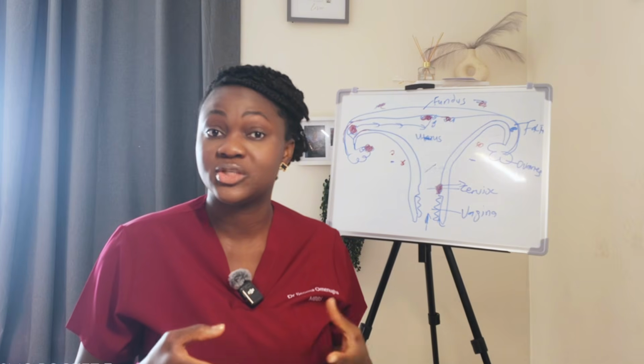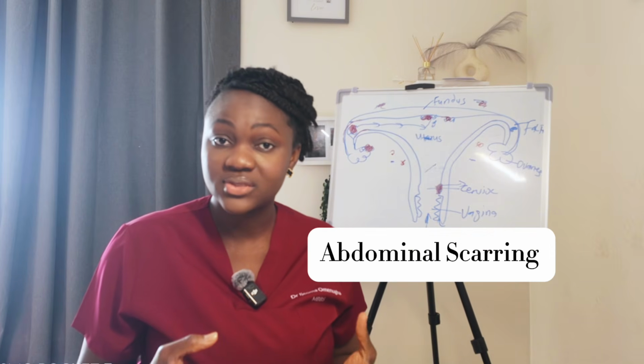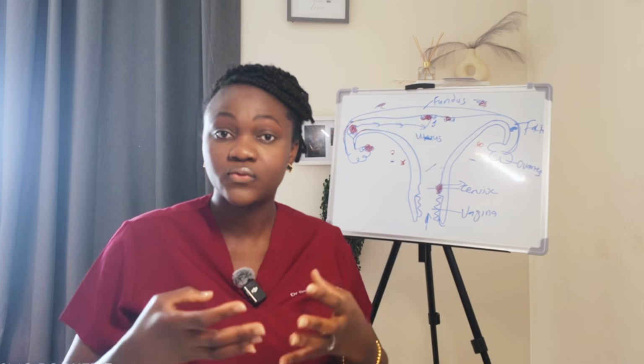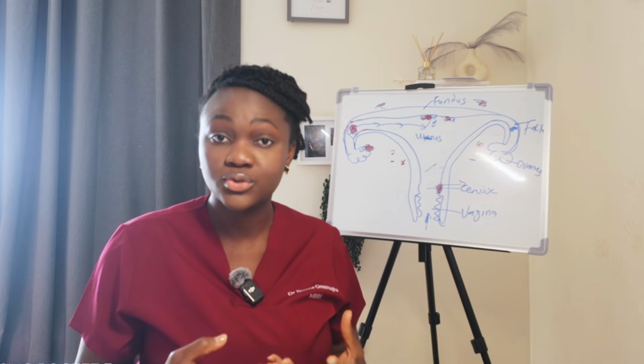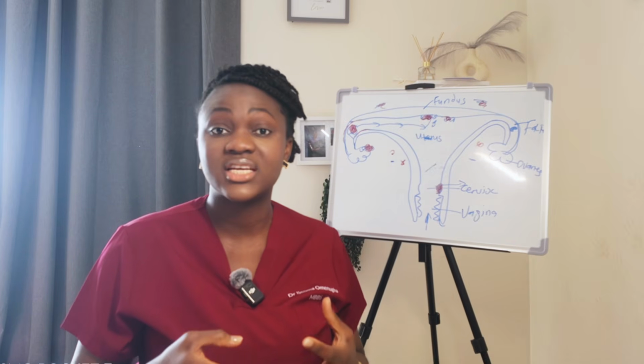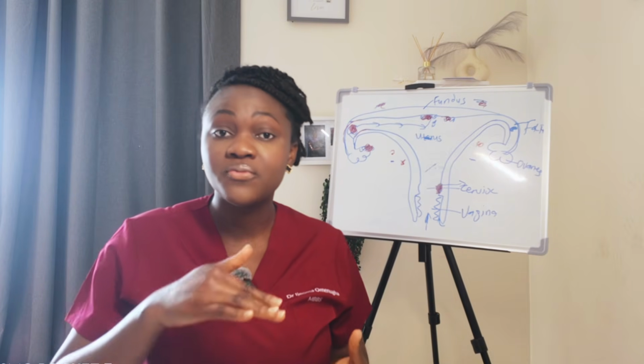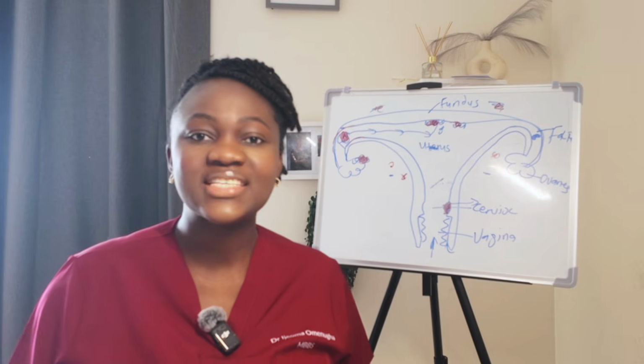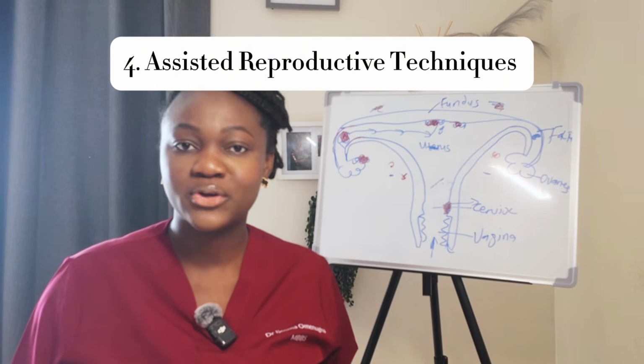Endometriosis can actually predispose to a lot of abdominal scarring, which can affect the movement of the fallopian tube, and which can also lead to an ectopic pregnancy. Remember, we said that anything that affects the normal swimming movement of the fallopian tube can predispose to ectopic pregnancy. Another cause is the use of assisted reproductive techniques.